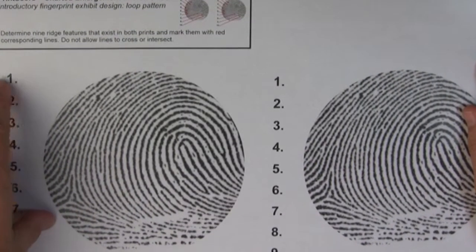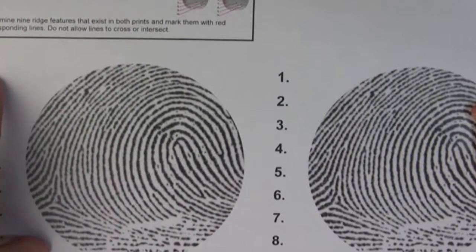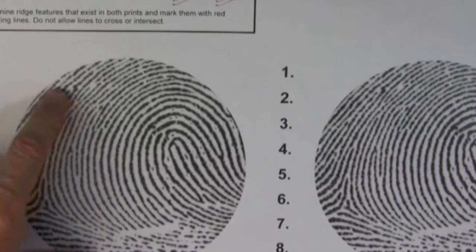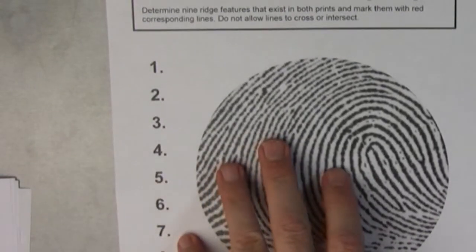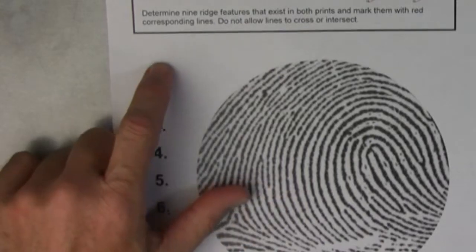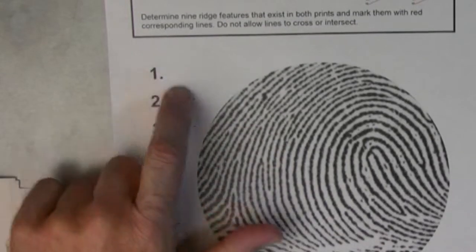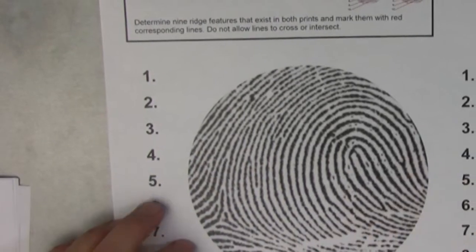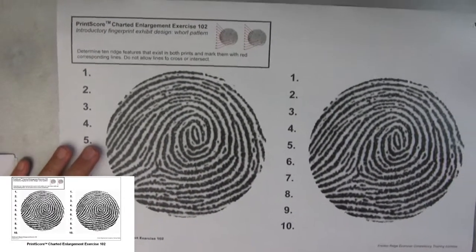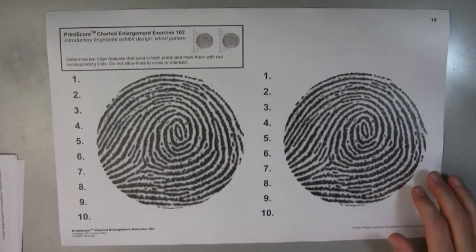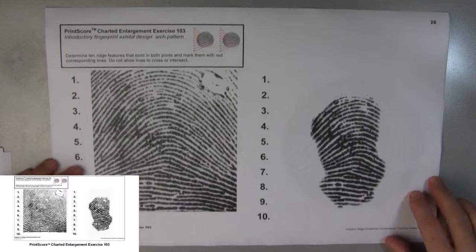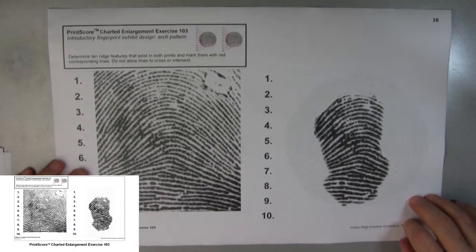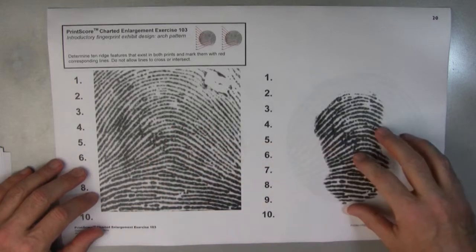And often the case, if you're going to use the number system, your number 1 and number 2 features should be very easy to see, and that would be how you would explain your identification. Do not crisscross the lines, make them all parallel, or don't allow them to intersect in any of these assignments. Assignment 19, very similar to that. It's a whirl pattern. Assignment 20 is a plain arch pattern, and here you'll be comparing a bigger print to a smaller print.